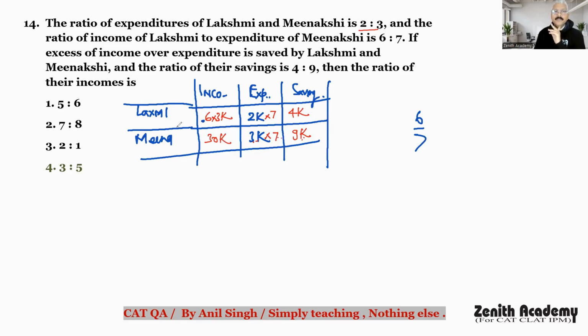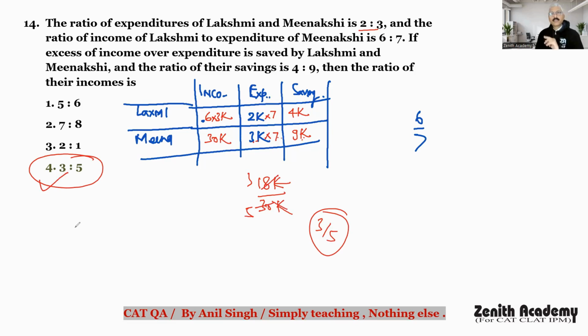So now it is simple. The ratio of the income of Lakshmi and Meena is 18K over 30K. 6 3 is 18, 6 5 is 30. Answer is 3 is to 5. So previously I explained to you a general approach. Now it is a quicker approach which you must follow in your final exam.